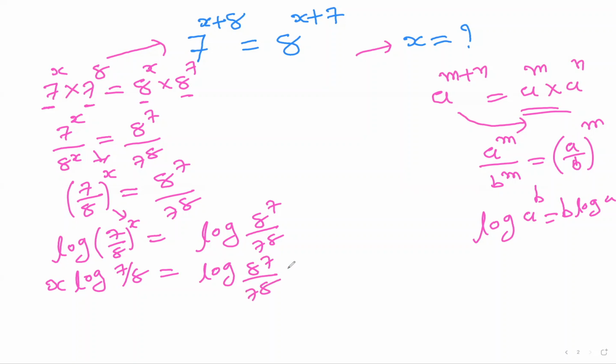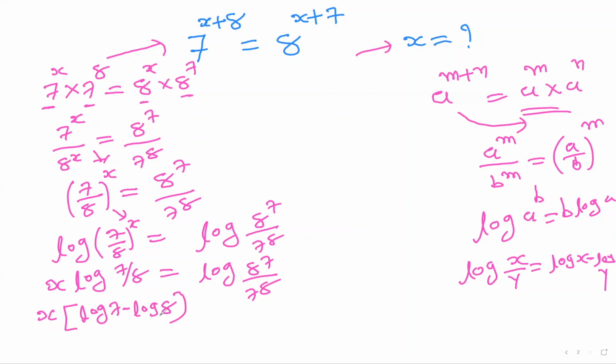Now there is another rule in the log: log x over y can be written as log x minus log y. So I'll write it the same way. So x, and then a bracket, log 7 minus log 8, and that is equal to log 8 power 7 minus log 7 power 8. Now, the whole bracket, I can take to the right hand side.